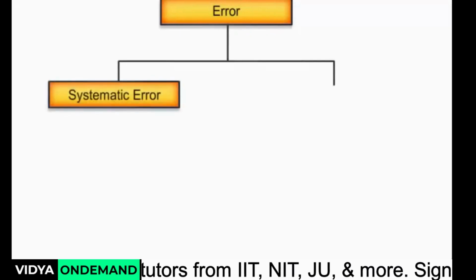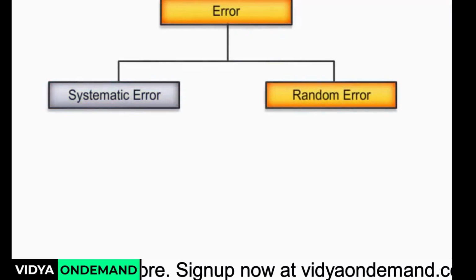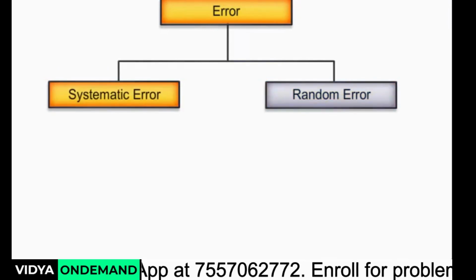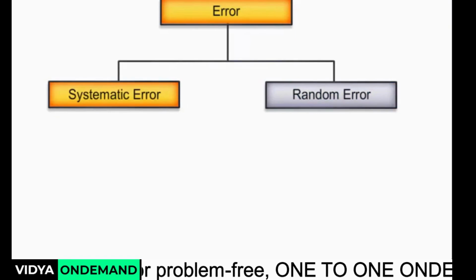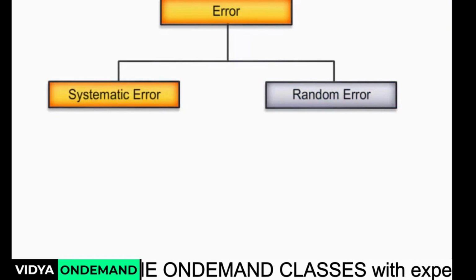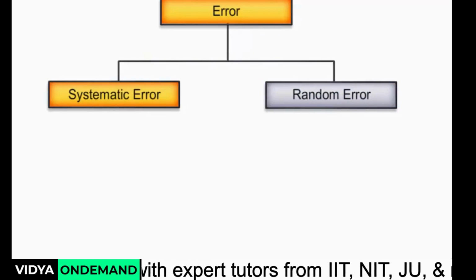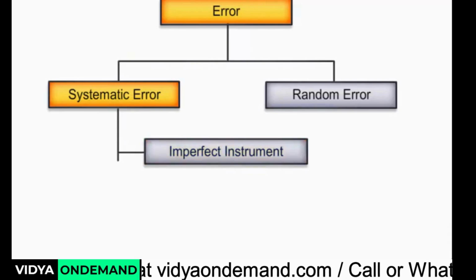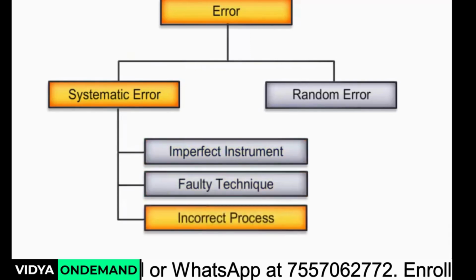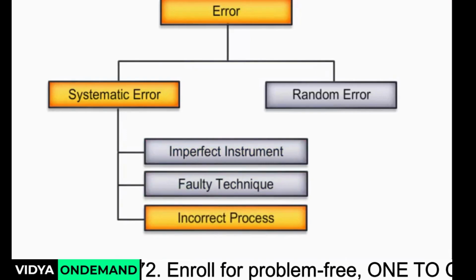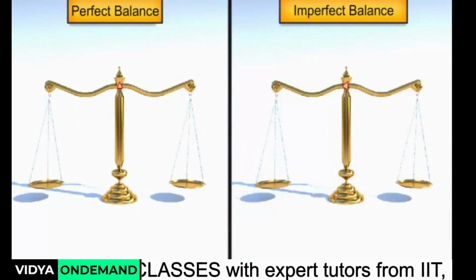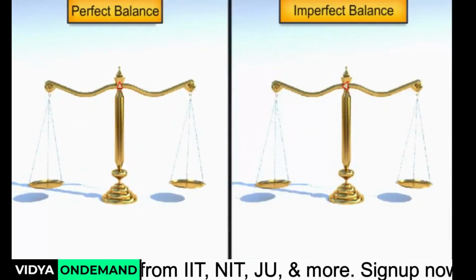Errors are classified as systematic errors and random errors. A systematic error is a unidirectional error. That is, it is either positive or negative. A systematic error can occur due to an imperfect instrument, a faulty measurement technique, or incorrect process of measurement. Errors may occur due to the use of an imperfect instrument for measurement. Such errors are known as instrumental error.